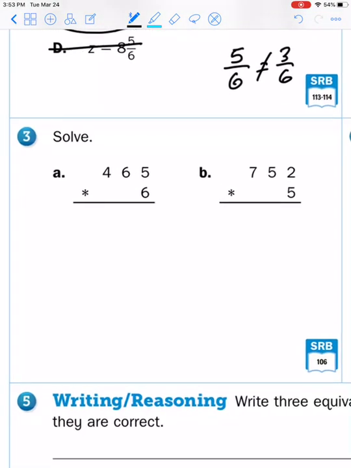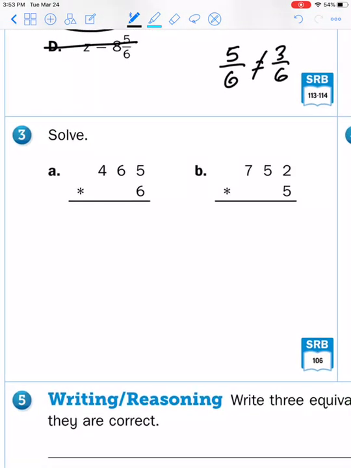All right, let's look at 3. 3-digit by 1-digit multiplication. So 6 times 5 is 30. So I'm going to put the 0, carry the 3. 6 times 6 is 36, plus 3 is 39. And I know that 6 times 4 is 24, plus 3 is 27. So 465 times 6 is 2,790.